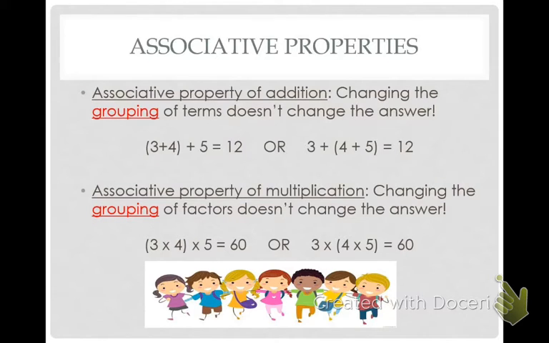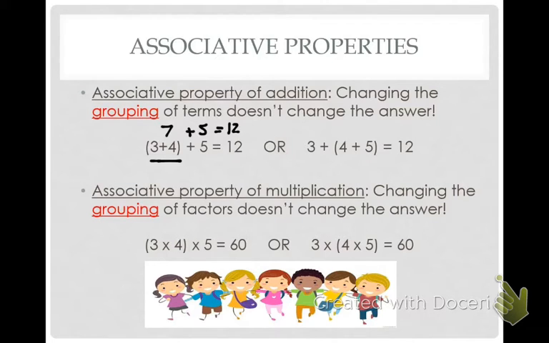What does the associative property of addition say? Changing the grouping doesn't change the answer. Okay, so I want you to look at this right here. This is a group. Do you guys remember what we have to do with parentheses? Do we do them first or last? First. Every time you ever see parentheses, you do them first. What is 3 plus 4? 7. Then I'm just going to keep going. What is 7 plus 5? 12. All right, let's come over here.